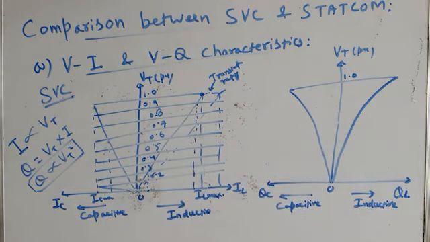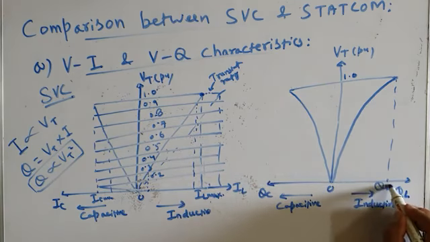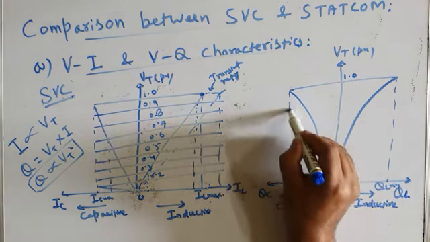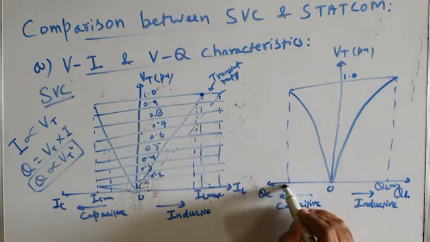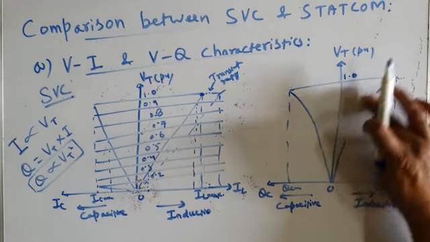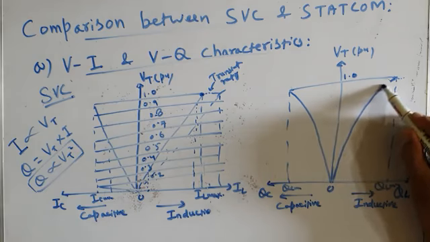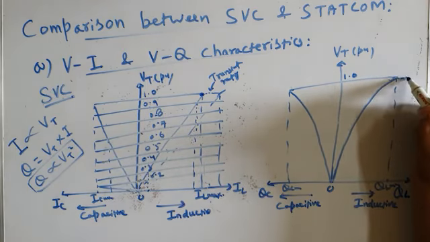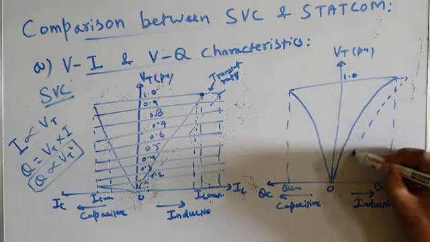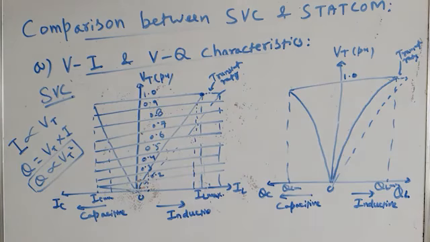So this will be the type of characteristic. This is maximum inductive reactive power QL max, and this is maximum capacitive reactive power QC max. And it may have a transient rating also. For example, it may have this transient rating in the inductive region as well as in the capacitive region. This is the transient rating.